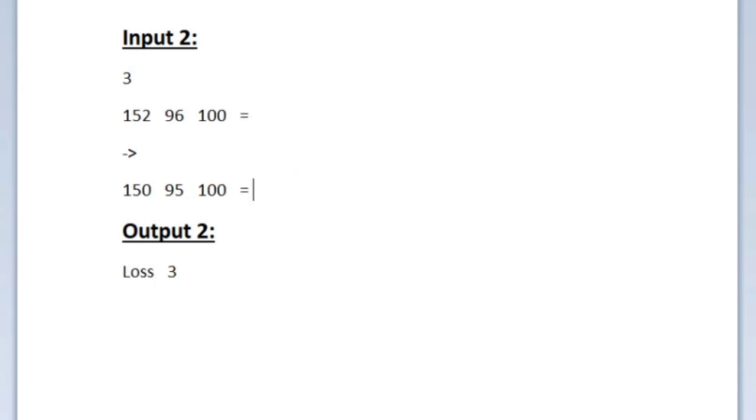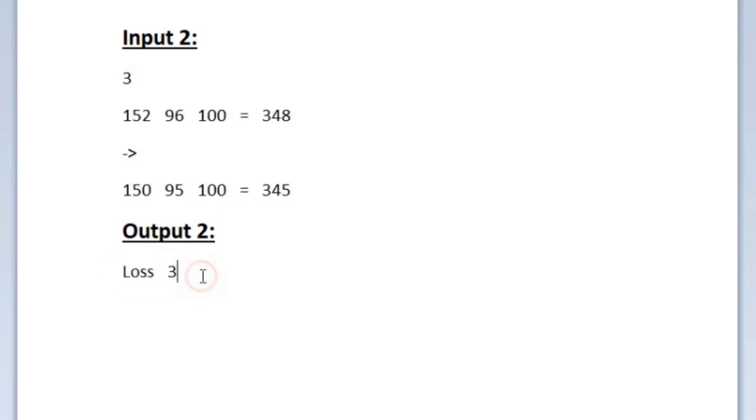Now we have to add all these three values and find the total cost price and the total selling price. The total cost price of all the three items would be 152 plus 96 plus 100. So the value is 348. So the person has bought 3 items for 348, and now when we sum all these three selling prices, the total selling price is 345. So the person has bought 3 items for 348 and sold the 3 items for 345. So the person has made a loss of 3 rupees. In our output we must print loss 3. That is how we should print our output.